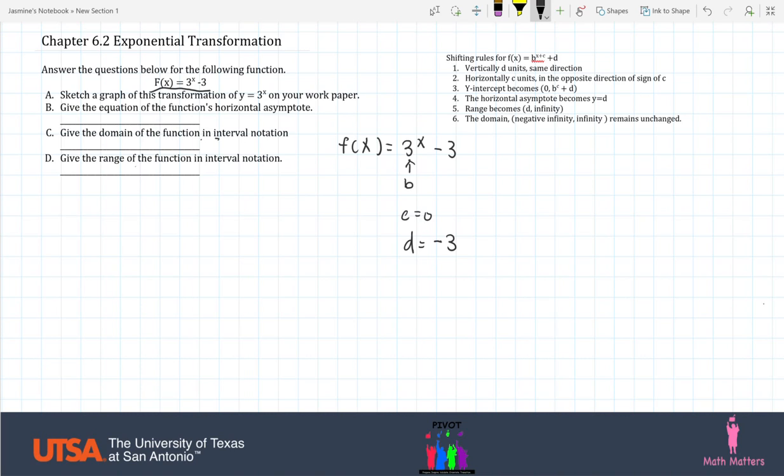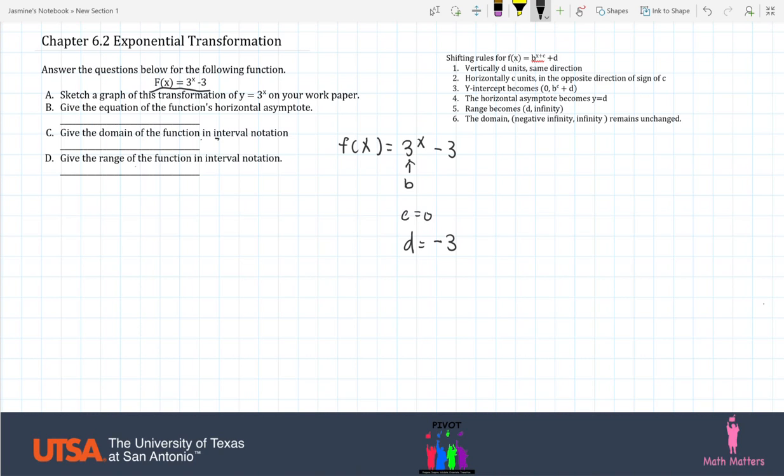And then for rule number 2, we're talking about horizontally c units. We're going to shift left or right. So if c is a positive number, then we're going to move to the left. And if c is a negative number, we're going to move it to the right. So that's what I mean by opposite direction. And then number 3, the y-intercept becomes the point (0, b^c + d).